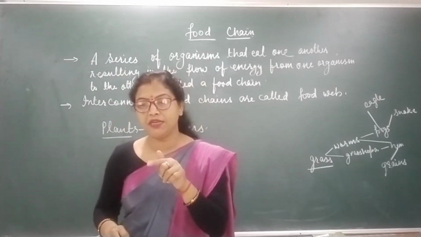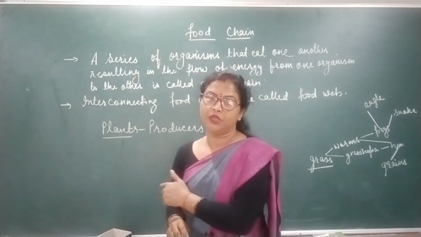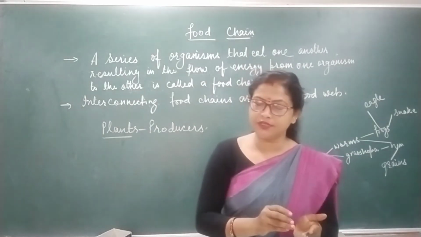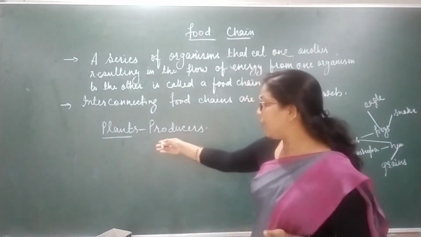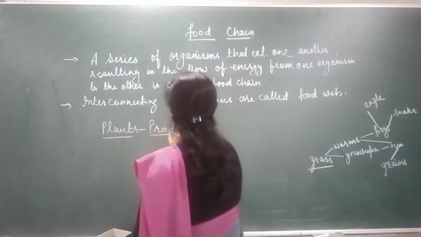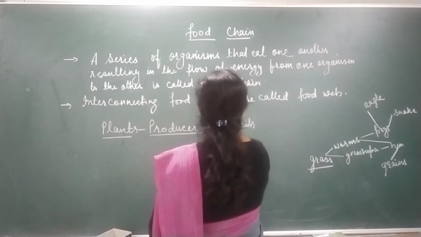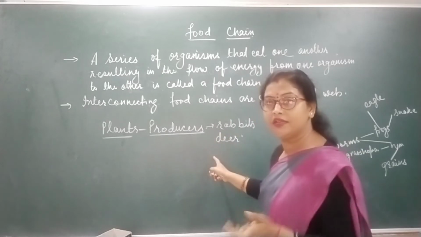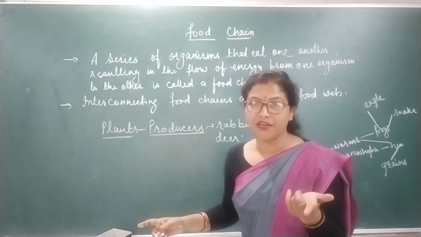And how do we obtain energy? We obtain energy from this plant. So we are dependent upon each other, either on organisms or on plants. Right now I told you this is the plant, and this plant, also known as producers, is eaten up by rabbits, suppose, or deer. And this rabbit and deer are eaten up by the carnivores.